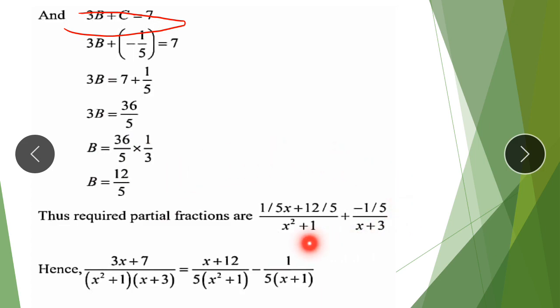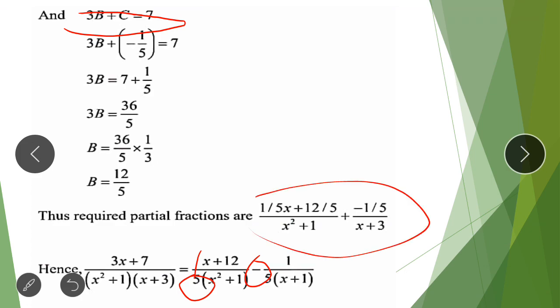Then we can put this in the required partial fraction. This is the value of a, 1 upon 5. This is the value of b, 12 upon 5, and this is the value of c, minus 1 upon 5. Here you can see that 5 is in the denominator, so you can write it one time. Suppose 1 upon 5 is written, then x is left, plus 12, and 5 is written in the denominator; then minus 1, and 5 is written in the denominator. You can leave your answer in this form as well, it doesn't matter.